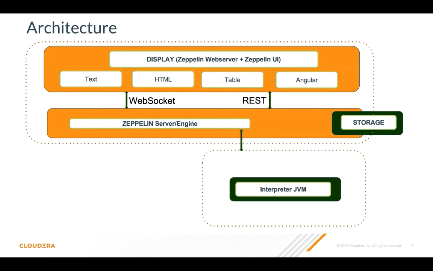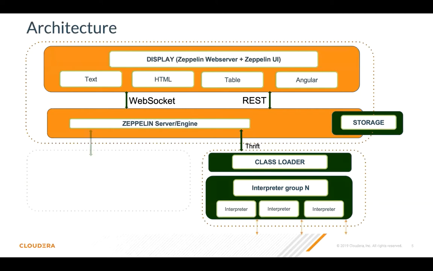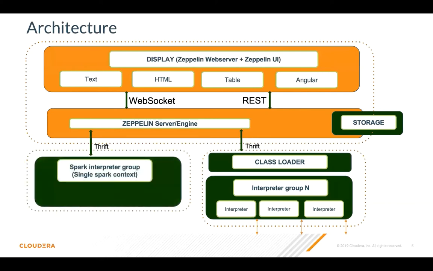So Zeppelin server connects to an interpreter JVM using thrift calls. Interpreter JVM, while starting, starts the class loader for that particular group. Interpreters will be grouped as interpreter groups, and a group can have multiple interpreters underneath it. Let's take a known example of Spark group interpreters, which shares a single Spark context among them. It has 5 interpreters: Spark Scala, PySpark, Spark SQL, Spark-R, and dependency interpreter.